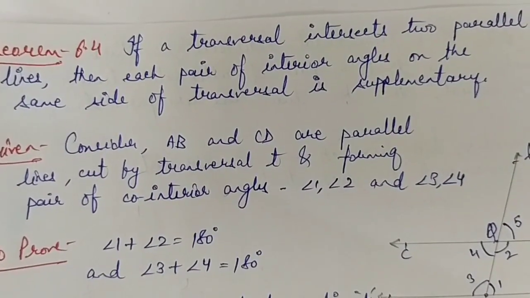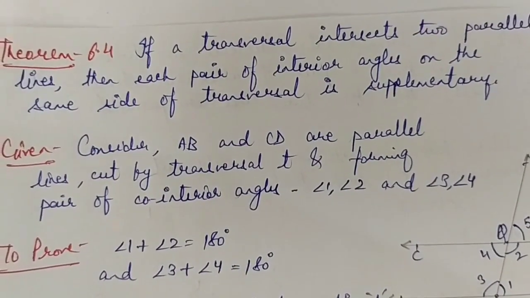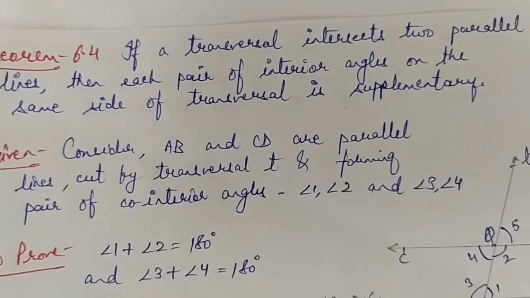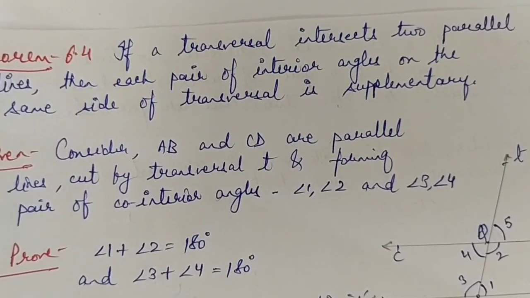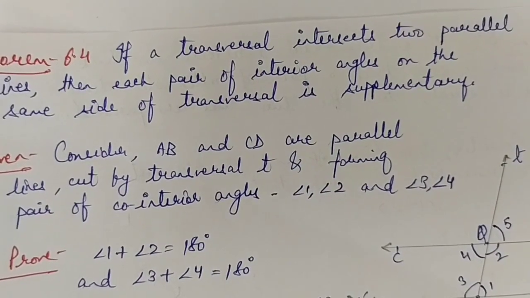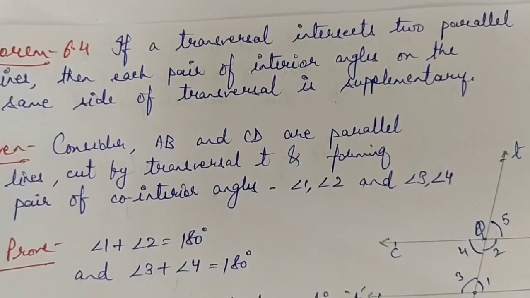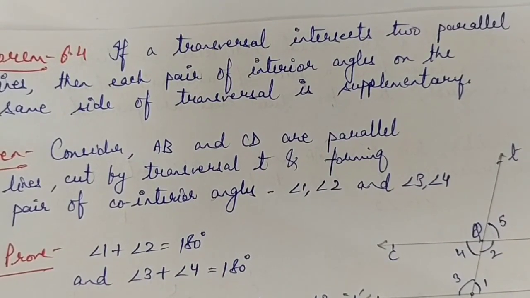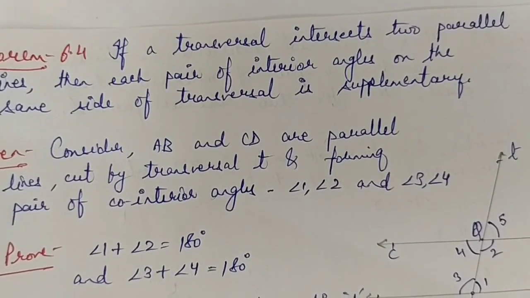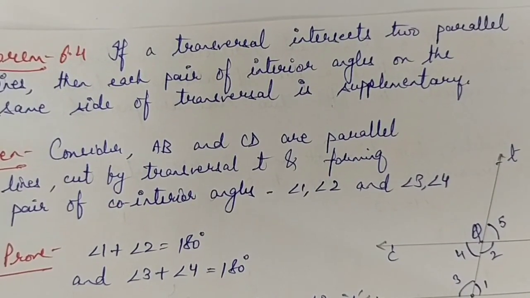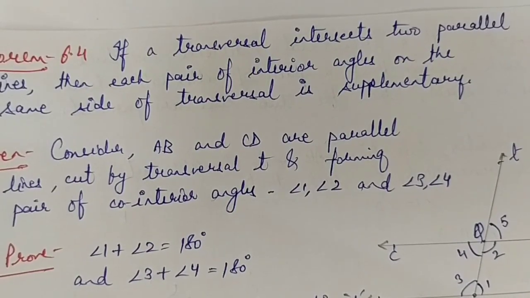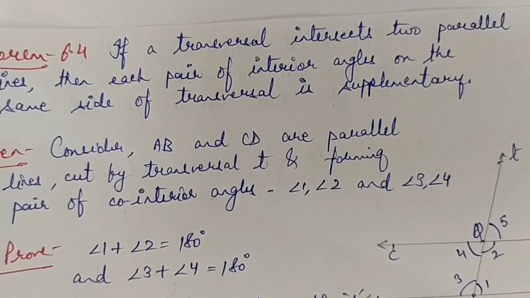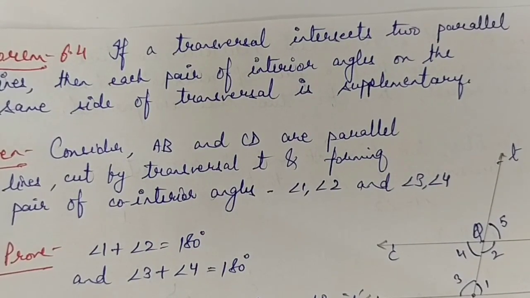Now let us move towards our next theorem, that is theorem 6.4, and it says if a transversal intersects two parallel lines, then each pair of interior angles on the same side of transversal is supplementary. Okay, what does it mean? It means that if a transversal intersects two parallel lines, then each pair of interior angles on the same side of transversal, if you remember, the interior angle on the same side of transversal was called as co-interior angle या consecutive interior angles.